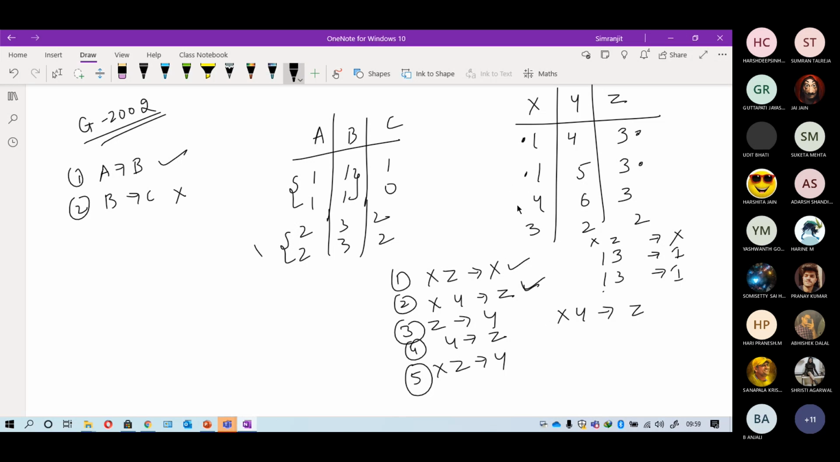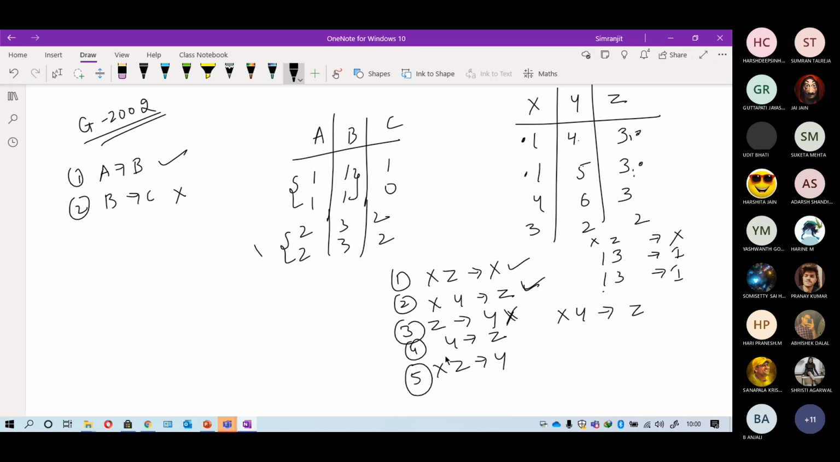Sir, the third one is false and the rest four are true. Okay, the third one is false. Let me check it. 3 3, yeah, I think that is correct. So 3 3 is there, there is 4 5. So the third one is false.